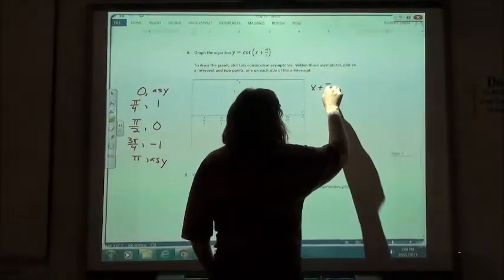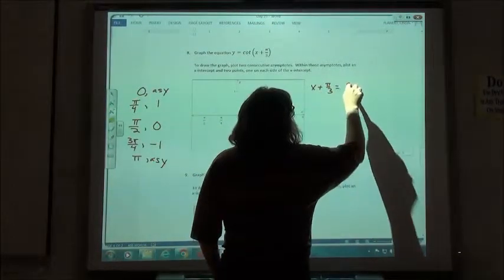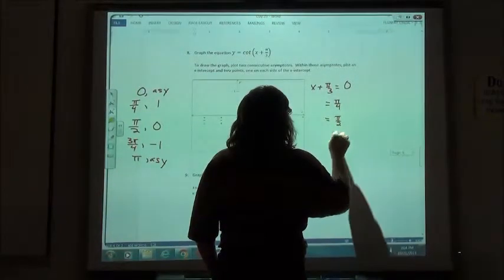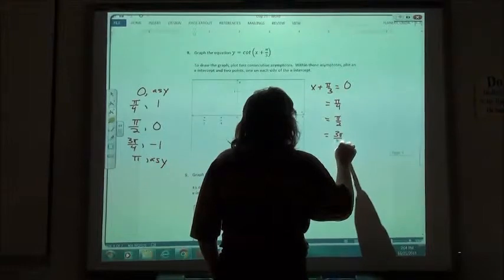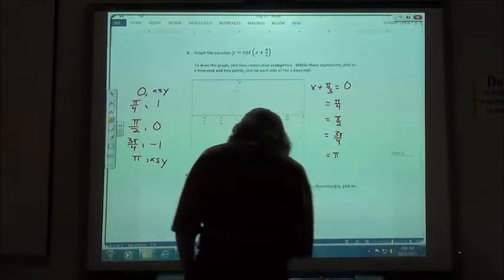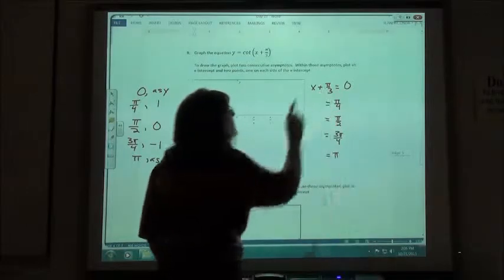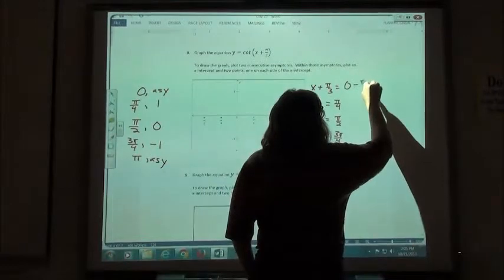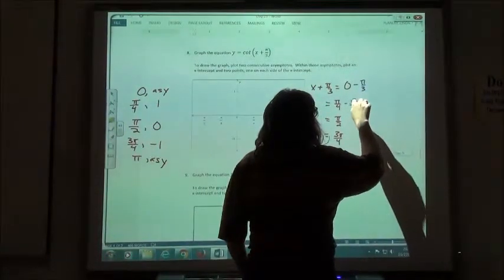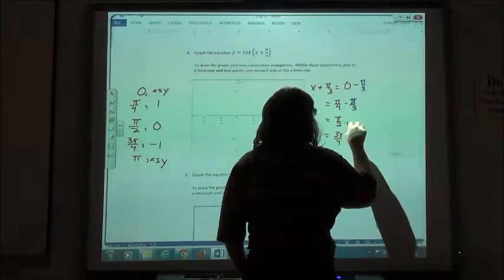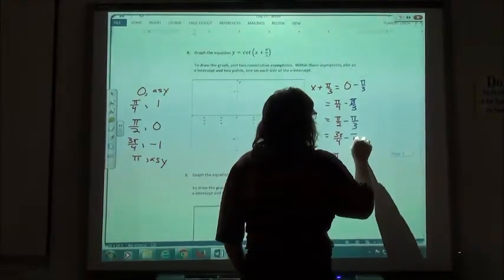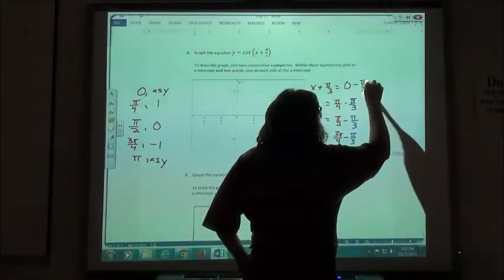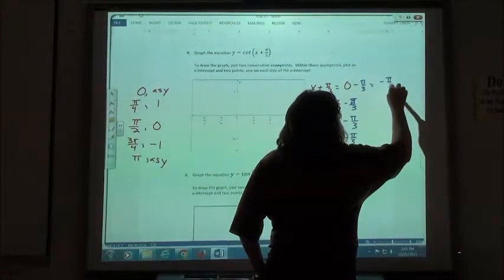So x plus pi over 3, we want to set equal to 0, equal to pi over 4, equal to pi over 2, equal to 3 pi over 4, and equal to pi. And then we want to solve each of those. So we are going to subtract our pi over 3 in order to solve each of those. So 0 minus pi over 3 would be negative pi over 3.